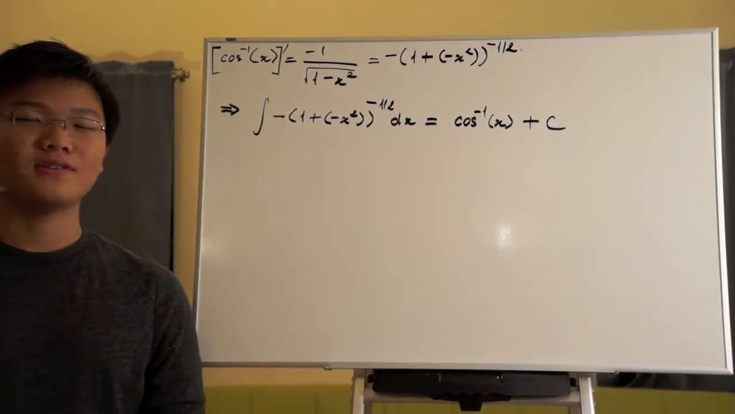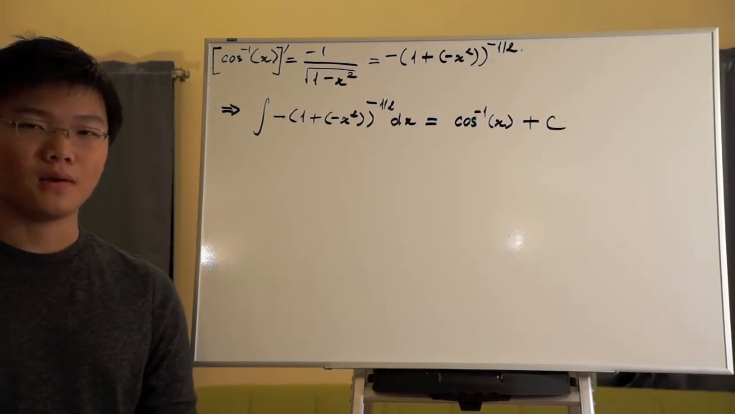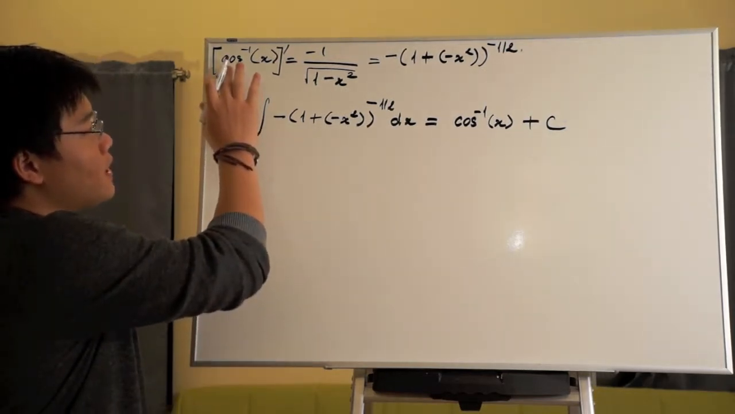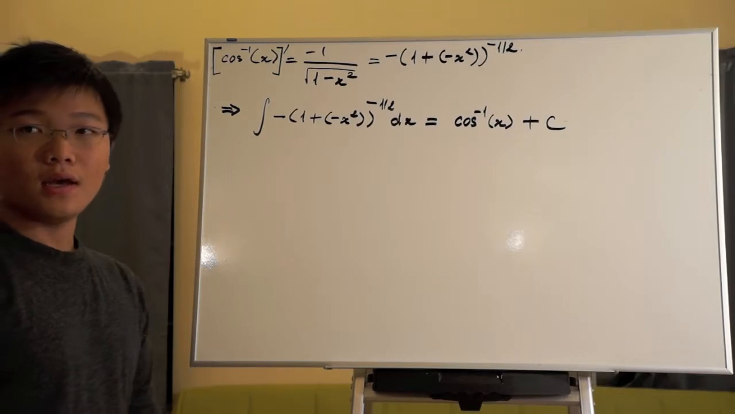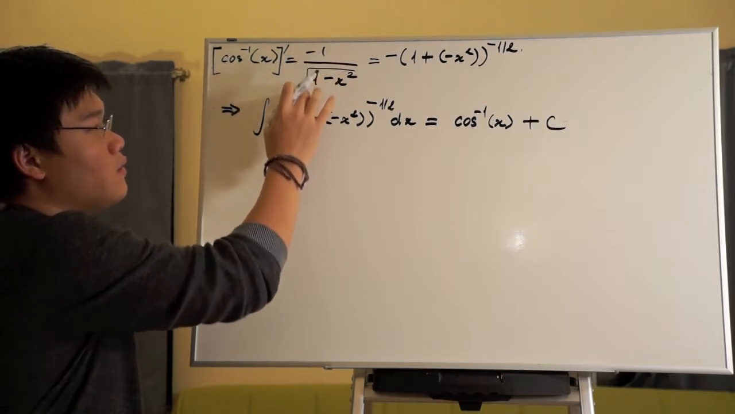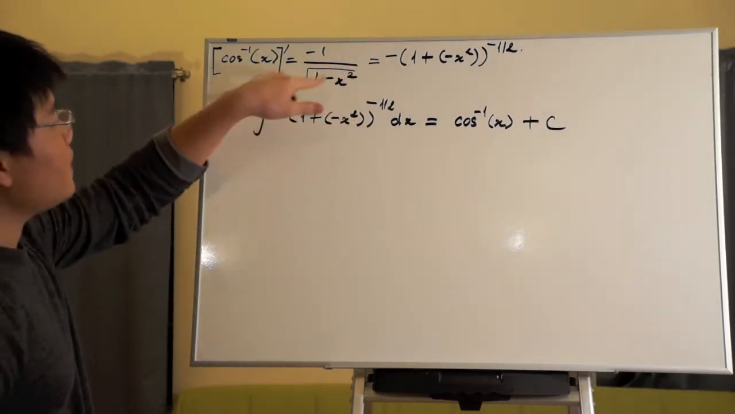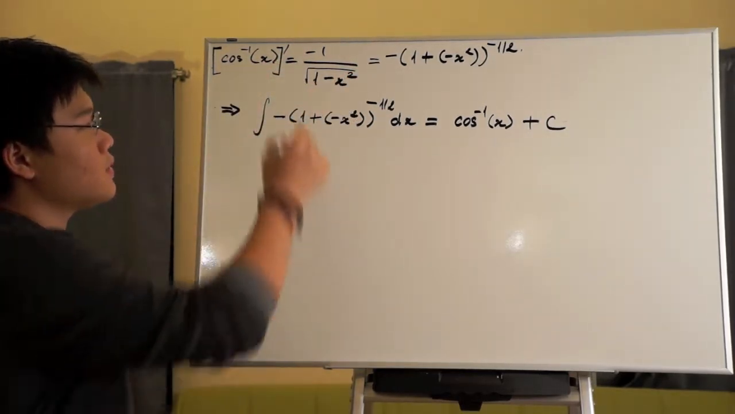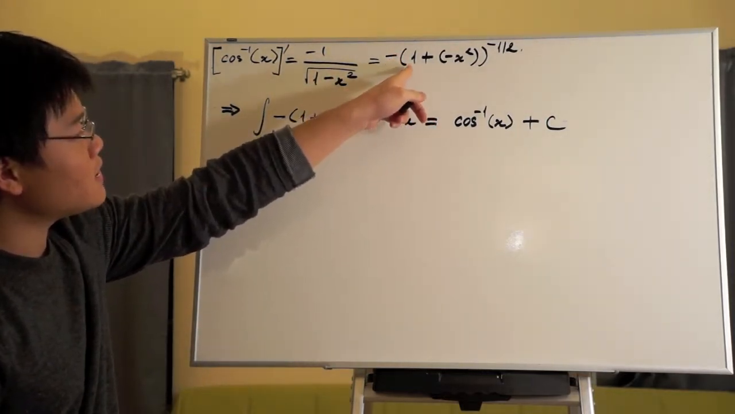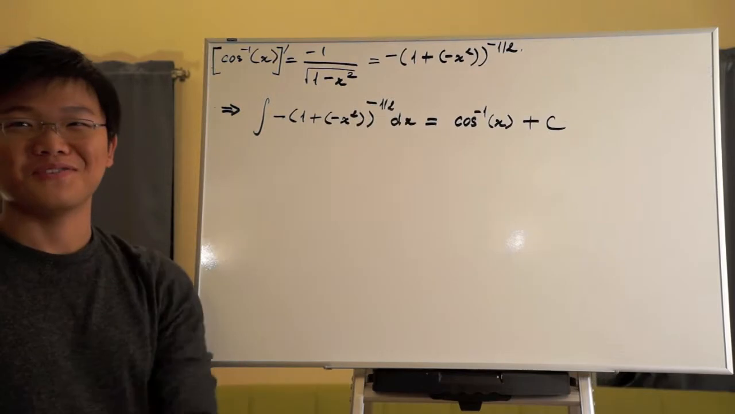Hello everybody, today I'm going to show you how to calculate pi using the inverse cosine function and again using the Maclaurin series method. So we know that the derivative of inverse cosine x is equal to minus 1 over the square root of 1 minus x squared. We can rewrite this fraction as minus parenthesis 1 plus parenthesis minus x squared together to the power of minus 1 over 2.